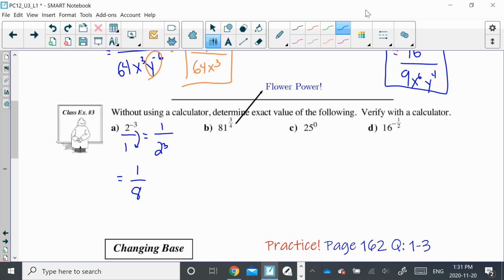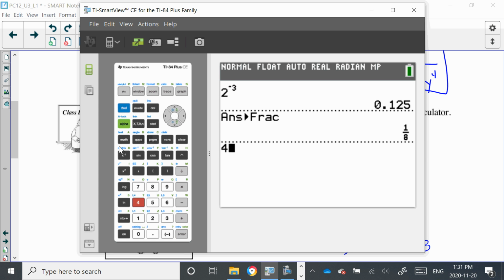Okay, 81 to the 3/4. That is a rational exponent, and we don't deal with rational exponents. We convert them to radicals. So this is equivalent to the 4th root of 81 to the power of 3. Now, I wouldn't expect you to be able to do that in your head, like 81 to the power of 3 and then taking the 4th root of that. So we could type that in our calculators. How you do that is number 4, math, number 5, 81 to the power of 3, and you get 27 as an answer.